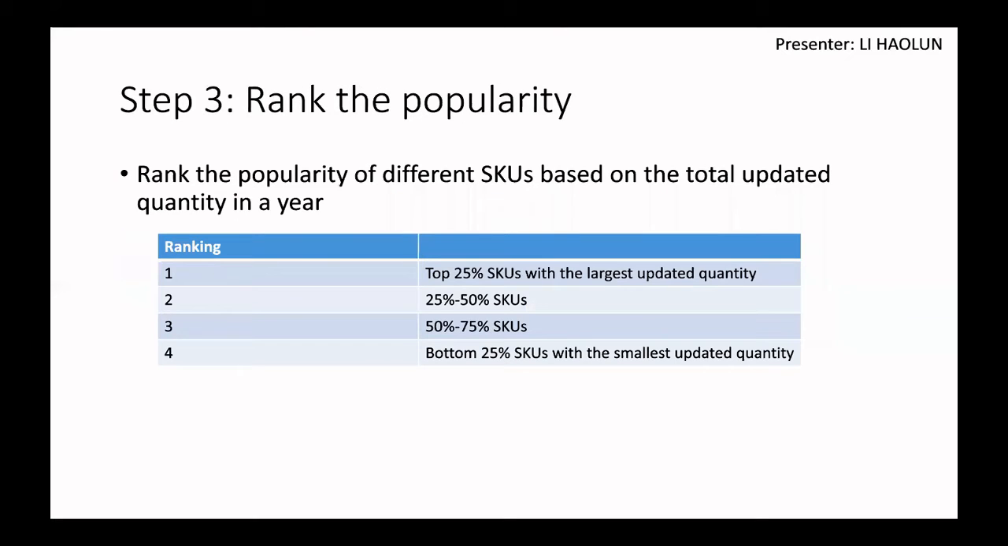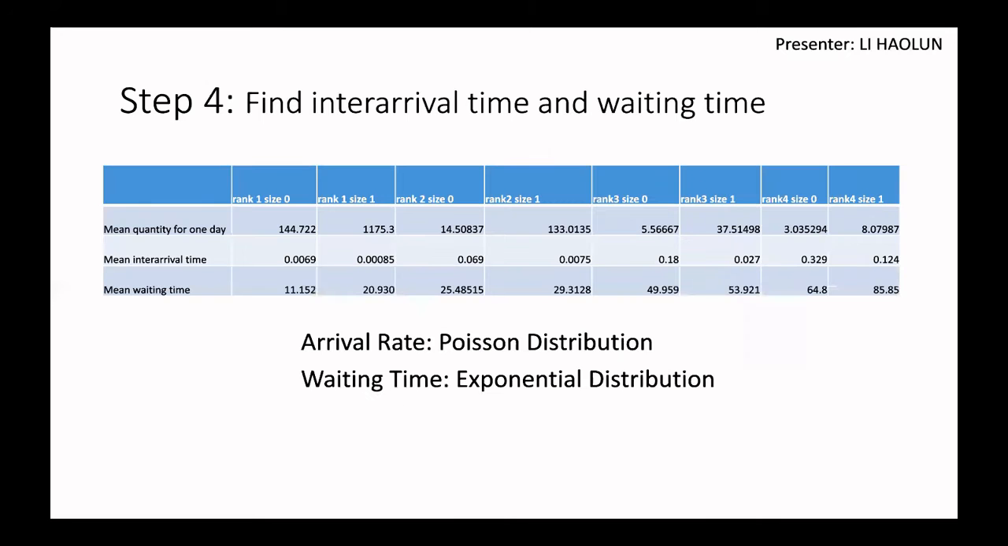For the next step, our group ranked the popularity of different SKUs based on the total updated quantities in a year. The top 25% of SKUs with the largest updated quantity will be ranking 1, while the bottom 25% with the smallest updated quantity will be ranking 4. Then we want to find the inter-arrival time and waiting time, as we have already got the waiting time and the inbound time for each SKU.